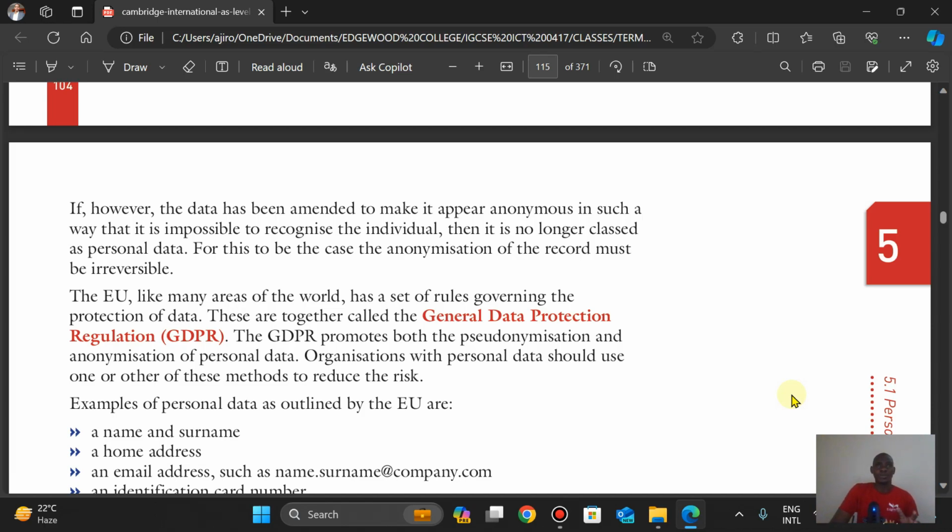Now, we talked about the EU, the European Union. Like many areas of the world, they have a set of rules governing protection of data. Together, they are called, that's why I told you, General Data Protection Regulation. Now, this promotes pseudonymization and anonymization of personal data. Organizations with personal data should use one or the other method to reduce the risk.